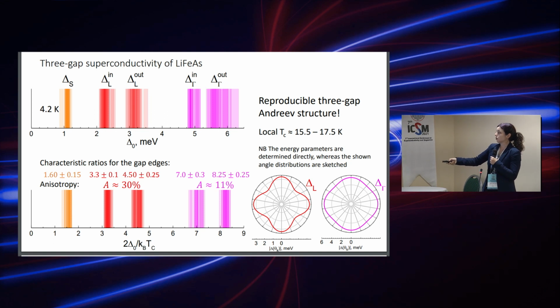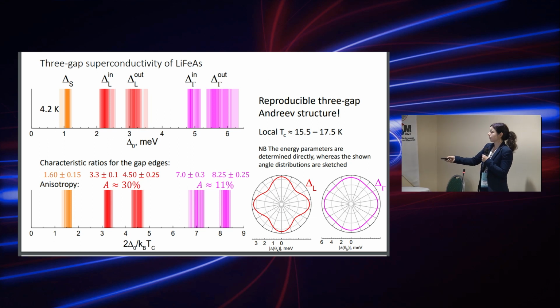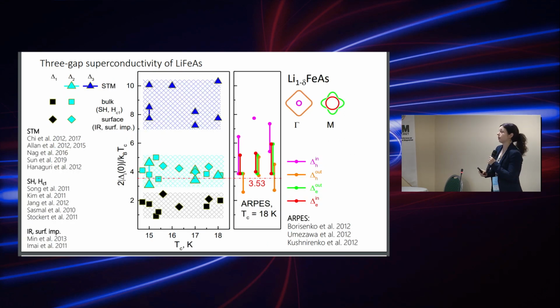The small gap shows no signs of anisotropy. The middle gap, Δ_L, is moderately anisotropic, with about 30% anisotropy, and the largest, Δ_Γ, is minorly splitting, with about 10% anisotropy. The variation of local critical temperature could be attributed to the local lithium deficiency in the samples of nominally stoichiometric composition.